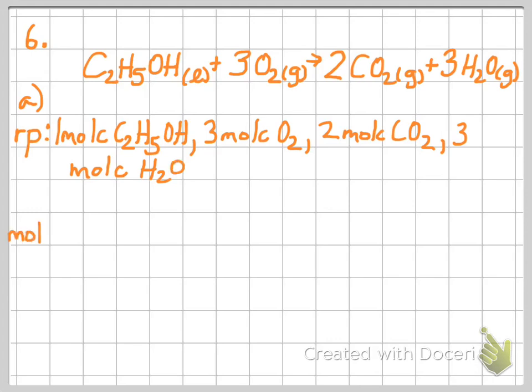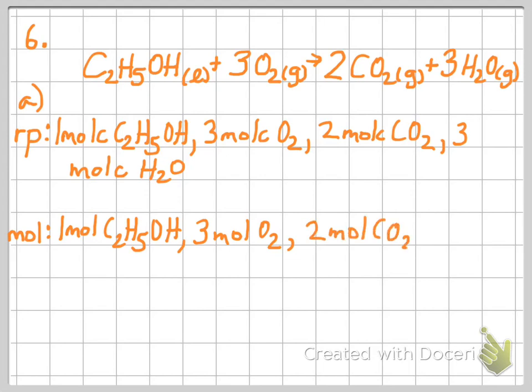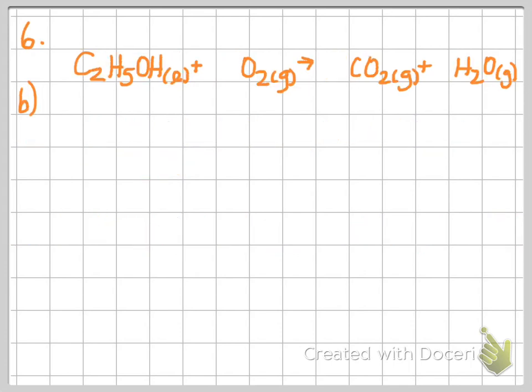Interpreting this in terms of moles, again, the coefficients give us the numbers. So we have 1 mole of this alcohol, 3 moles of O2 because the coefficient is 3, 2 moles of CO2 because the coefficient is 2, and 3 moles of H2O because the coefficient is 3. Right, so we already balanced this once, so we'll just put our coefficients in here.